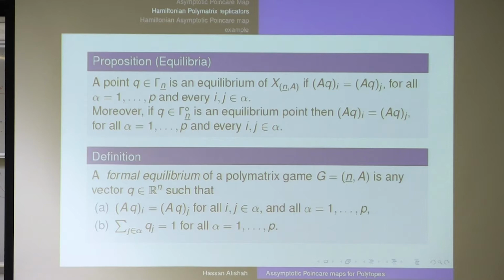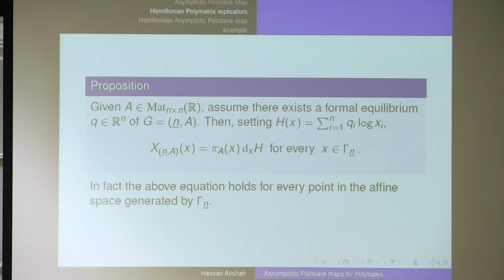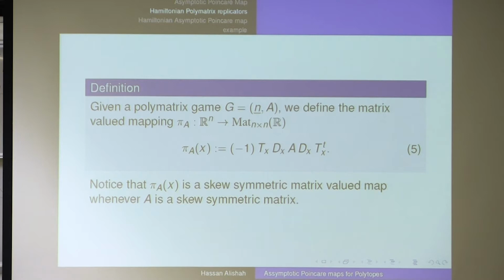What I'm going to show is that if you have an equilibrium, a formal equilibrium, you can define this matrix valued map. Then you can write the vector field as this matrix valued map multiplied with the differential of H, and H is defined like this. These are the components of the formal equilibrium. Okay? So what we showed is that this A is antisymmetric, you have an antisymmetric valued matrix. And what we showed is that this is a Poisson structure.